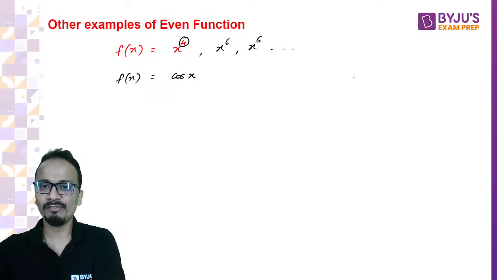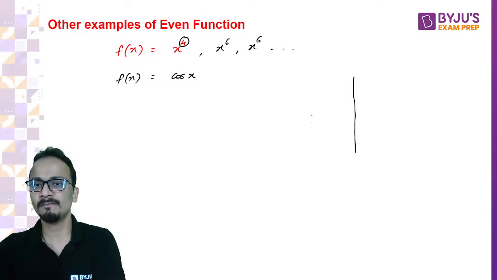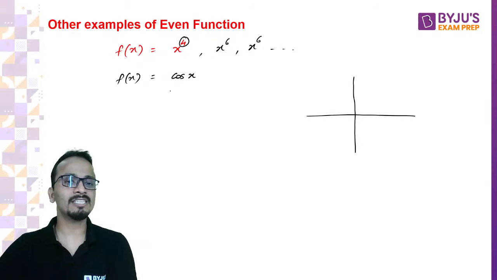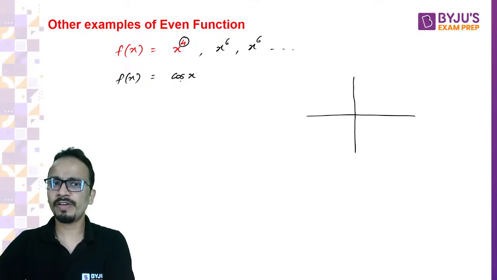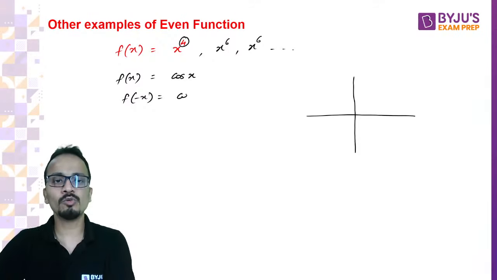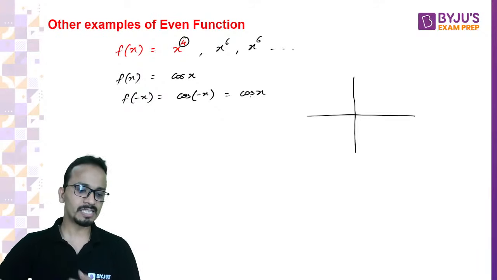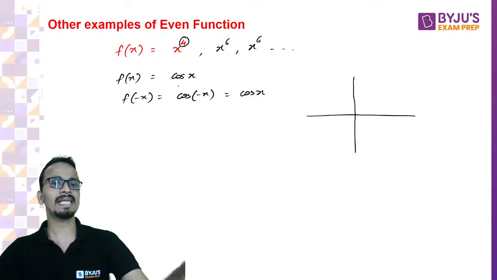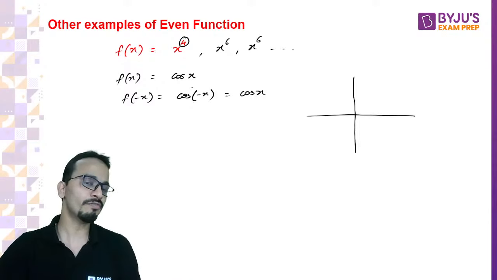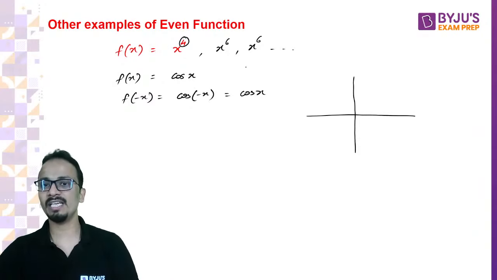So if I plot the rough graph of cos x, or if you understand trigonometric functions, f of x is cos x, so f of minus x will be equal to cos of minus x, which will again be equal to cos of x. So cos of negative x is equal to cos x. So I can say that in this case, f of x is equal to f of minus x. So this is an even function.